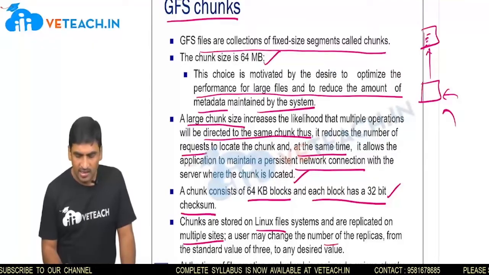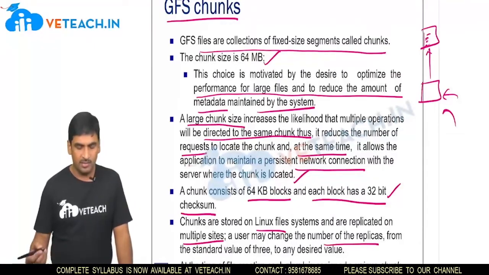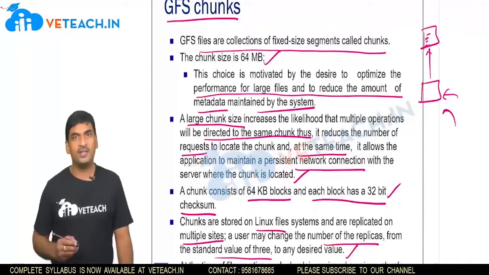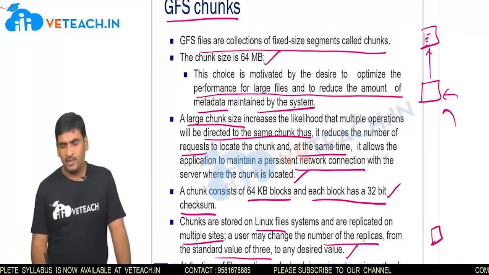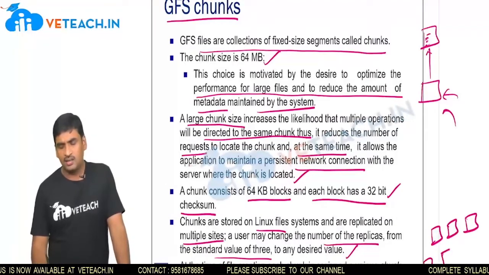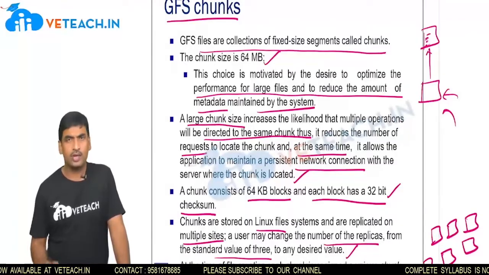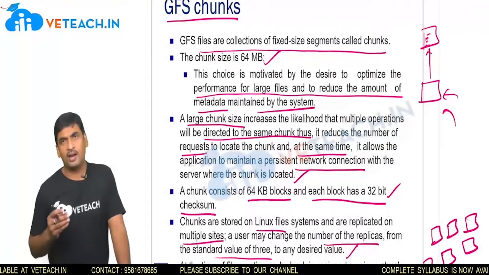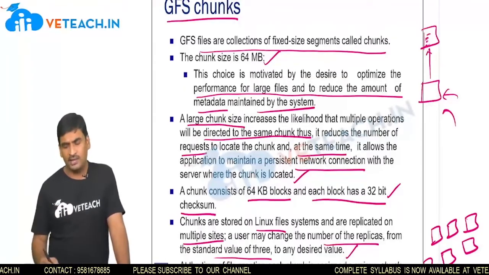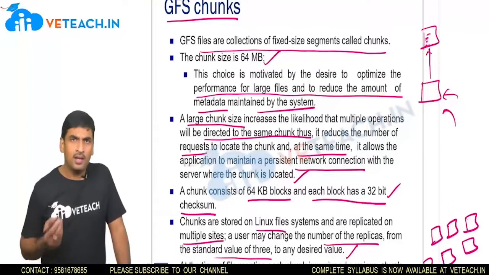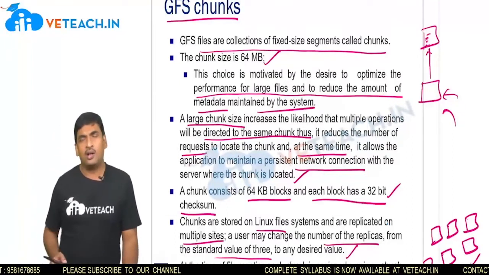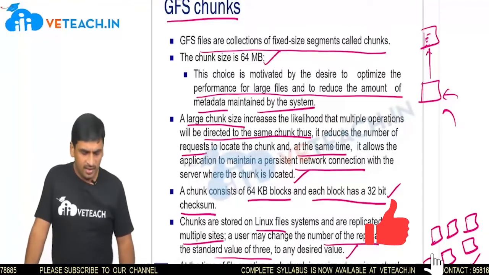A user may change the number of replicas. These replicas can be changed from the standard value of 3 to any desired value. So GFS ensures a standard replica count of 3, or more by the choice of the user. Data can be stored at 3 different locations, a minimum of 3 different replicas. If the user requires, we can have more replicas. That is one good advantage or feature provided by the GFS.